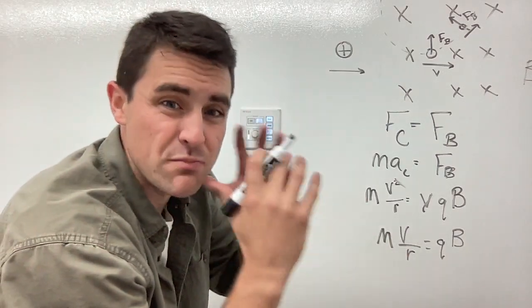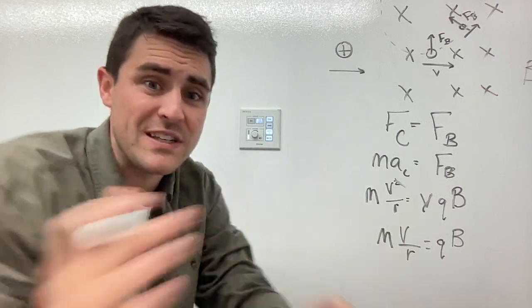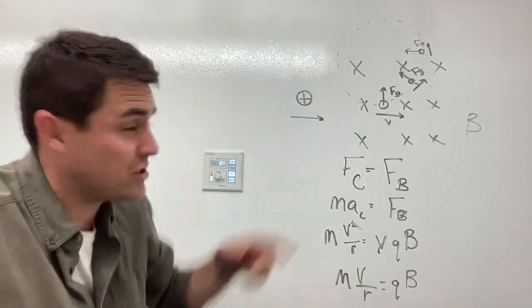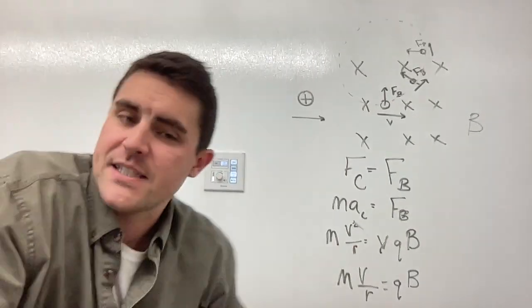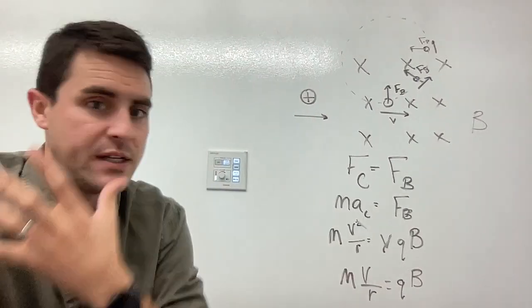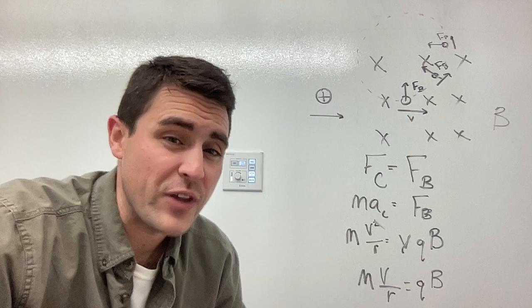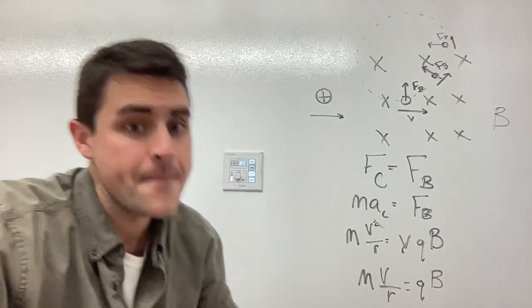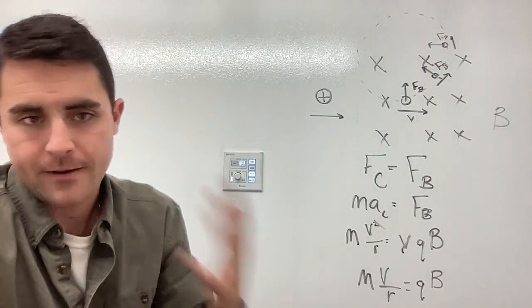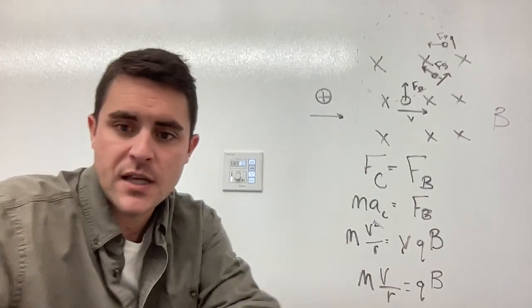If a single charge moves into a magnetic field, it will be deflected into a circular motion. Now, will it make a full circle? Depends on the size of the magnetic field and the size of the radius of that circle. But it will deflect into a circular path until it leaves that magnetic field. All right, and so we'll see some examples of this later.